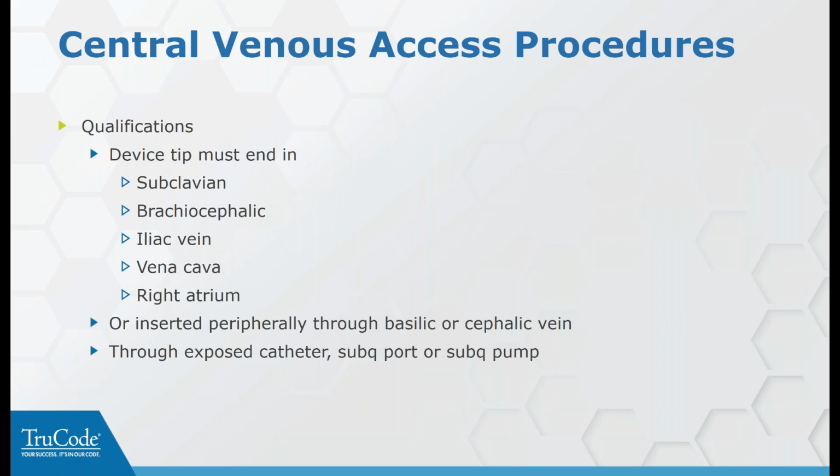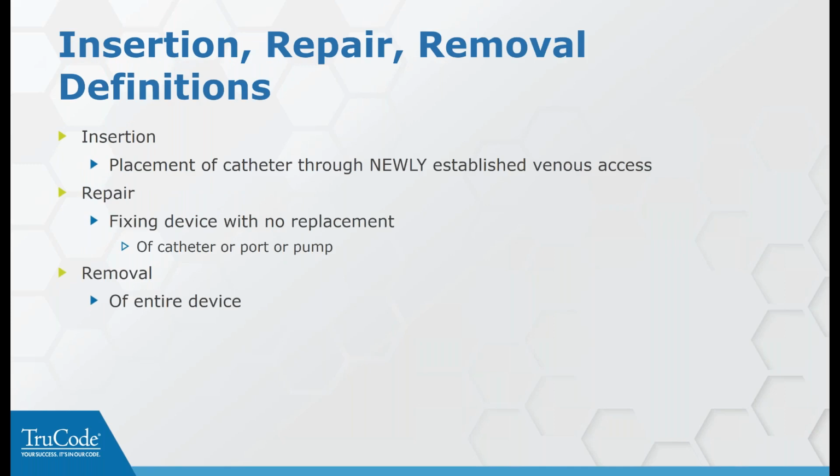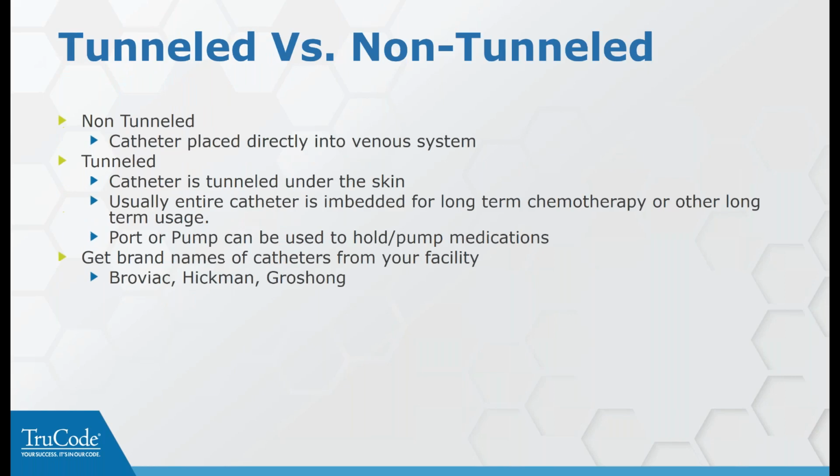The procedures, you need to know where the tip is ending up. Is it in the subclavian, brachiocephalic, iliac vein, the vena cava, or the right atrium? Or maybe it's inserted peripherally through the basilic or the cephalic vein. And again, is it an exposed catheter, a subcutaneous port, or an actual subcutaneous pump? Those all make a difference in your code assignment. There are different codes for insertion, repair, partial replacement, complete replacement, or removal of those devices. So you've got codes for insertion, codes for repair, codes for removal.